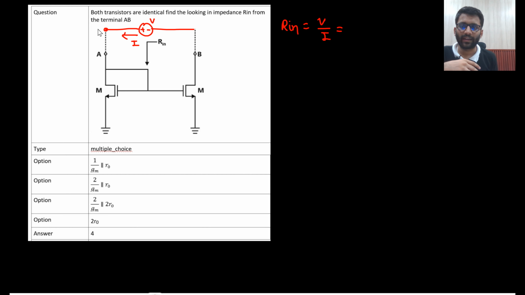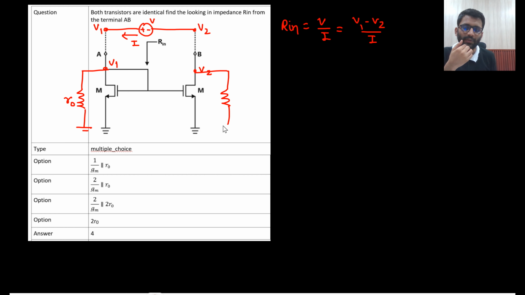Or what I can do is call this one V1 and this one V2. So my R in will be V1 minus V2 by I. So this is my V1 and this is my V2, right? From here to here, what do you know? That this is your R naught, right? And from here to here also, this is also your R naught. There could be multiple ways of solving it. This manner clicked to me, so I am following this manner only. This is your V2. Okay.